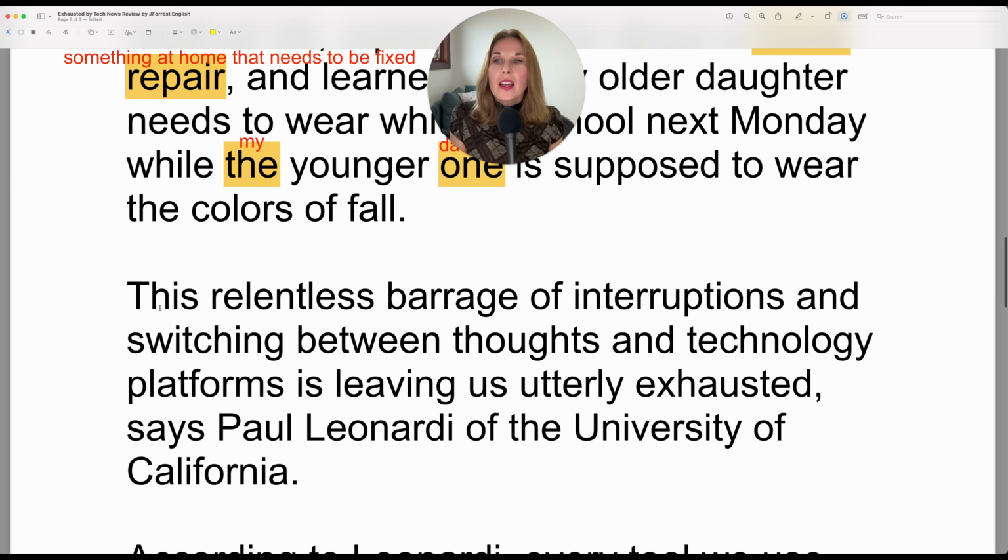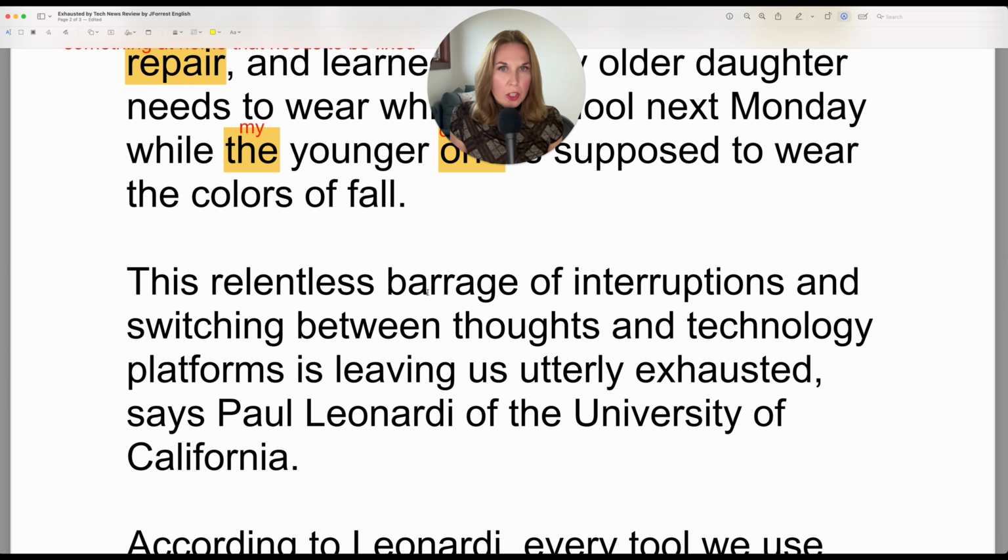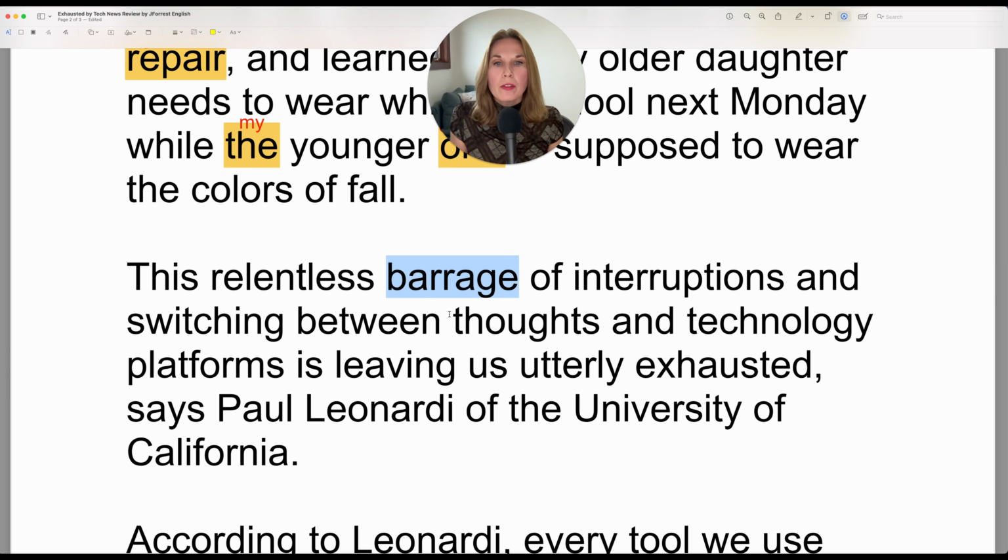Let's keep reading. This relentless barrage. Repeat after me. Barrage. So don't look at the spelling because you wouldn't pronounce it the way I am based on the spelling, because English is not a phonetic language. You can't learn the pronunciation from the spelling. So close your eyes, listen to me, and repeat. Barrage. This relentless barrage of interruptions and switching between thoughts and technology platforms is leaving us utterly exhausted.